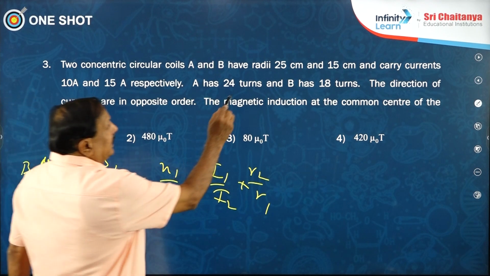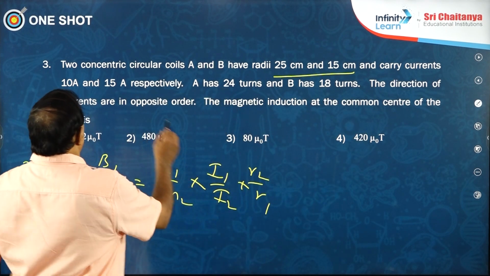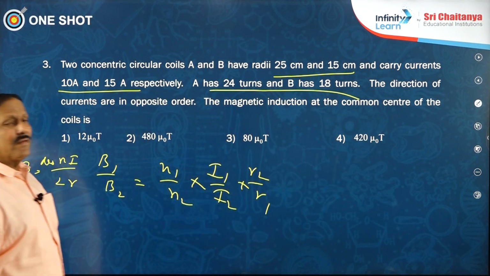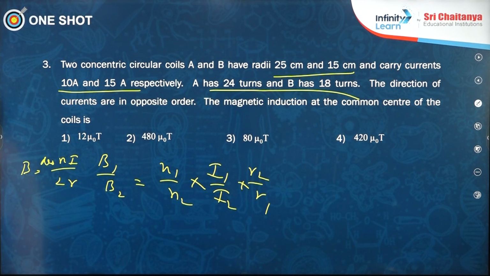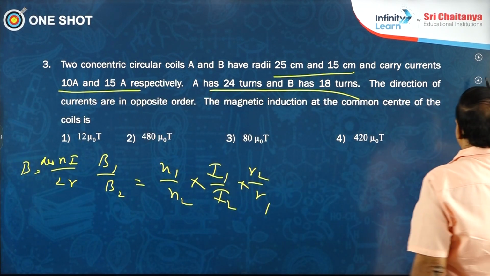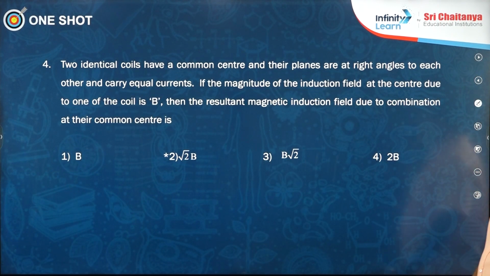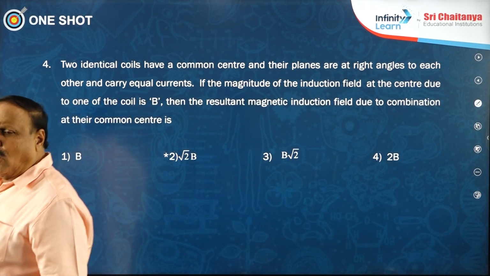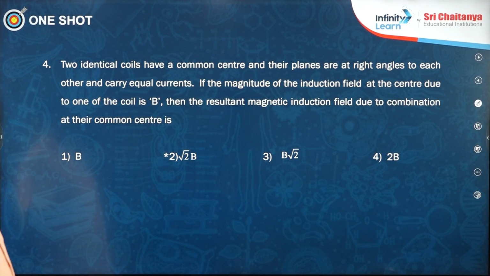Because radii are different, currents are different, and the number of turns are also different. So, substitute the values properly and I think 100% you will get the answer. Every problem here depends on the data only. Look at this, again, another question. These are all in your second exercise. Please go through those once again.